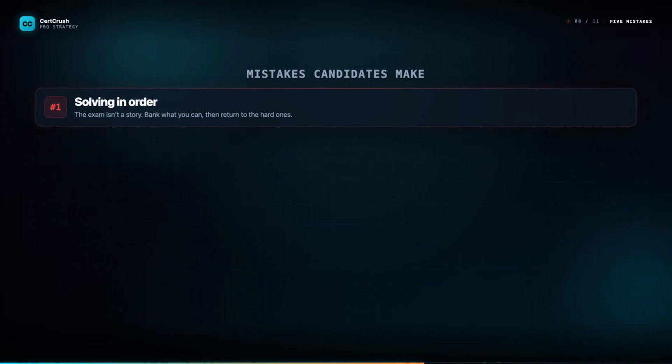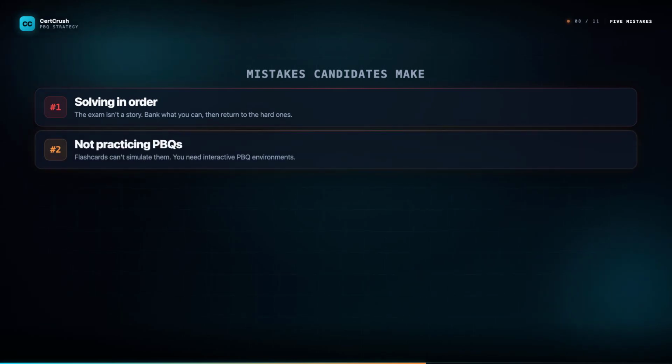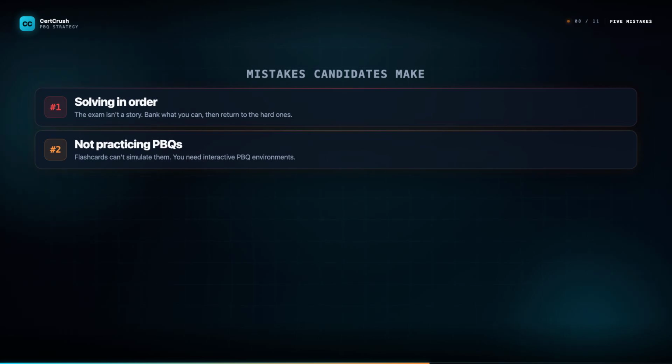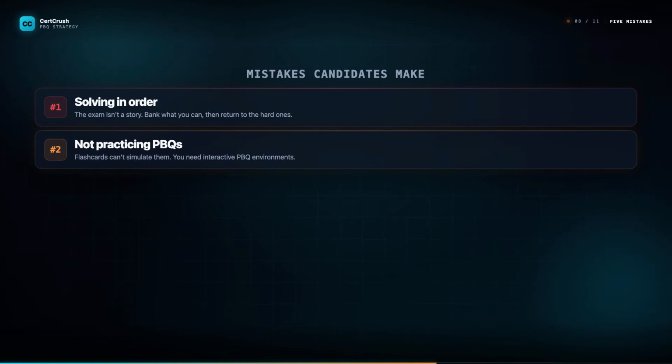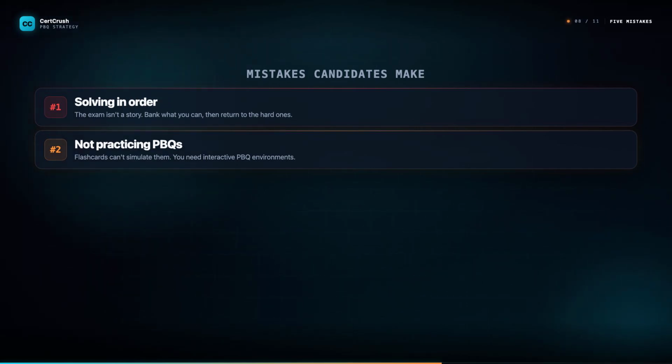Mistake number 2. Not practicing PBQs before exam day. This one is criminal. Multiple choice you can practice with flashcards. PBQs you cannot. You need simulated PBQ environments that mimic the actual exam interface. Official practice tests, quality third-party platforms, and the practice labs on CertCrush.app are all built for this.